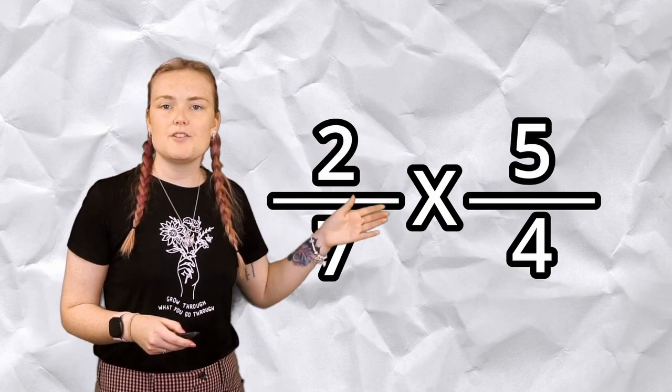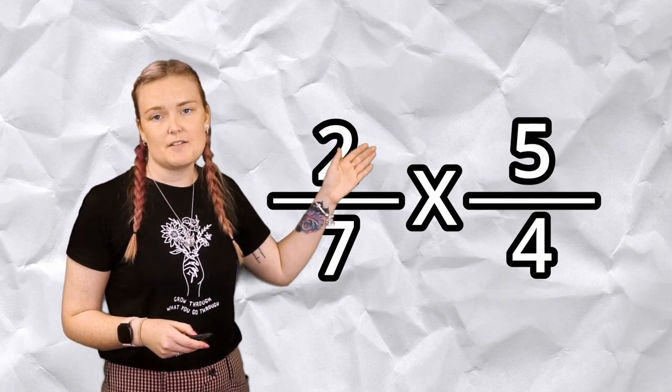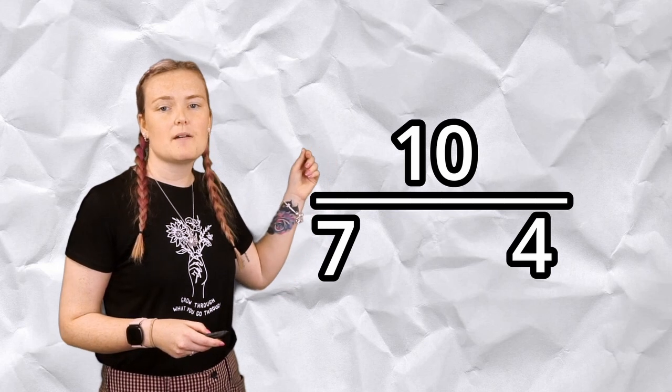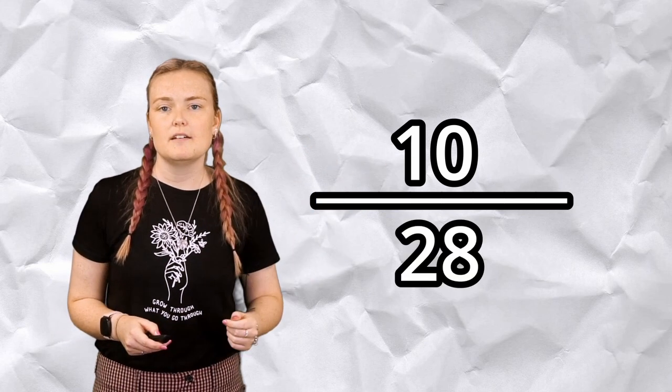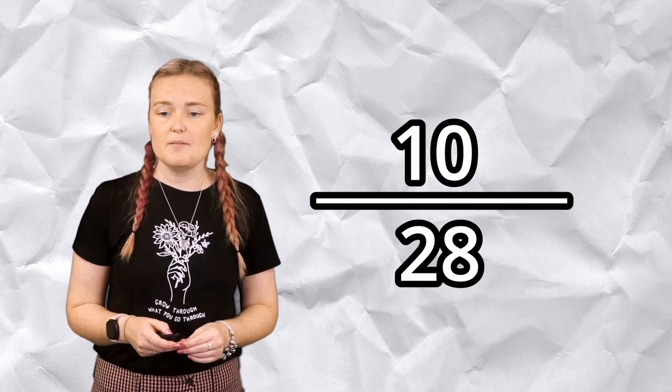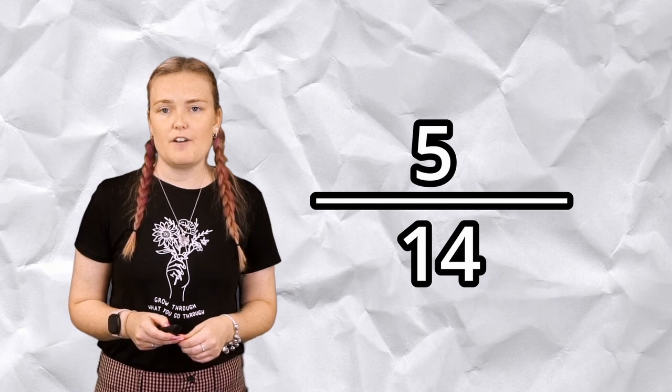And I know how to do that. I'm just going to times the top 2 numbers. 2 times 5 is 10. And I'm going to times the bottom 2 numbers. 7 times 4 is 28. 10/28 can simplify if I divide them both by 2 to get 5/14.